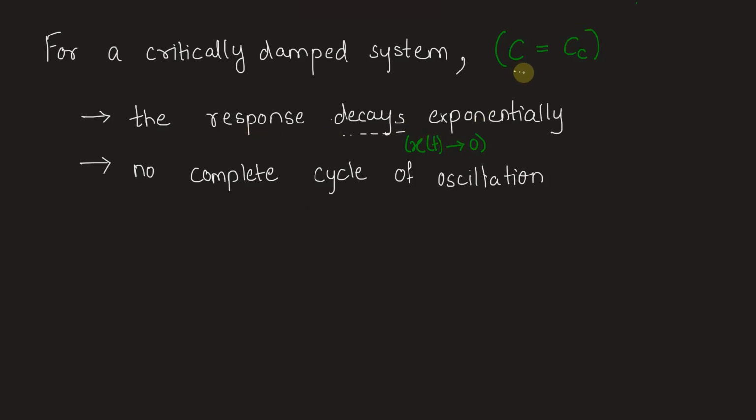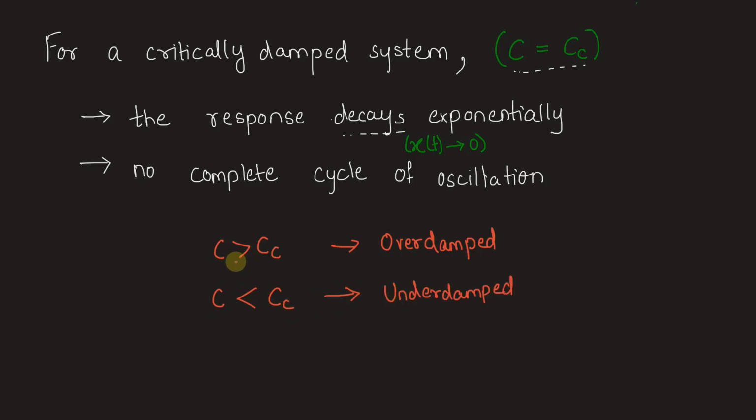So depending upon the comparison between the damping coefficient of the system and its critical damping coefficient, we have two other types of systems. If C is greater than the critical damping coefficient Cc, it is called an overdamped system. And if C is less than Cc, we call it underdamped. So when the damping is higher than the critical damping, we have an overdamped system. That means the response decays faster to 0 than the critically damped system.